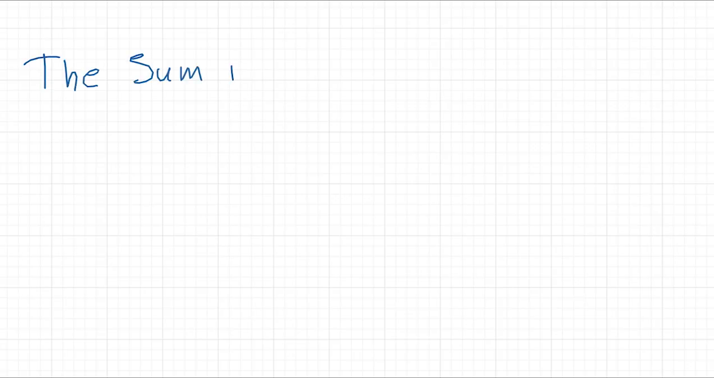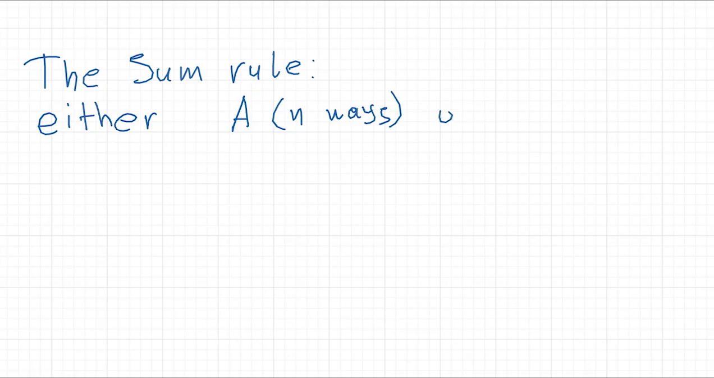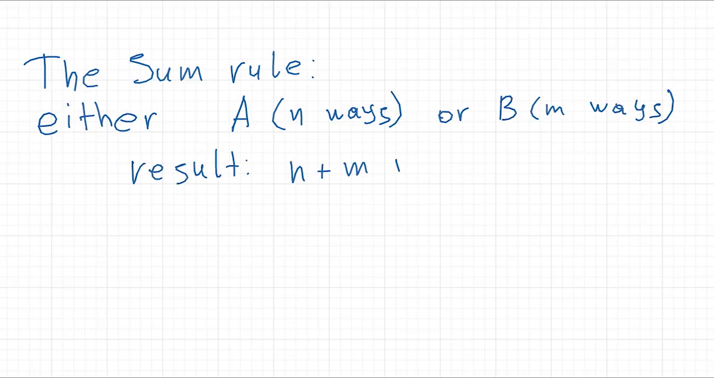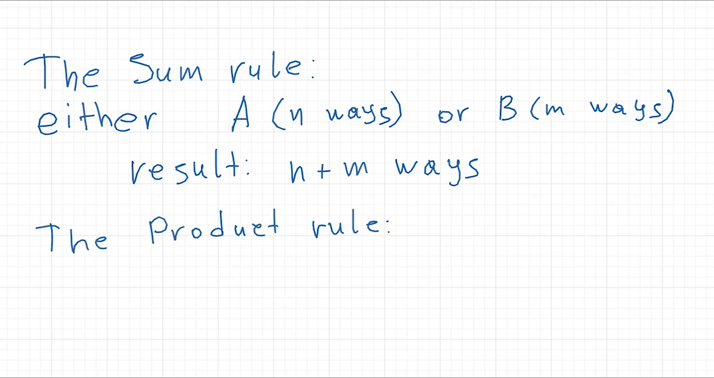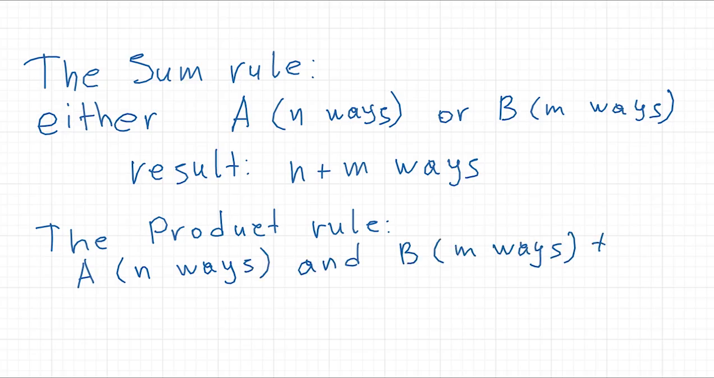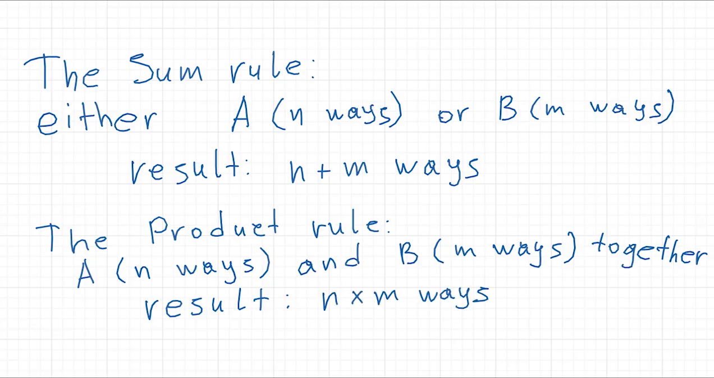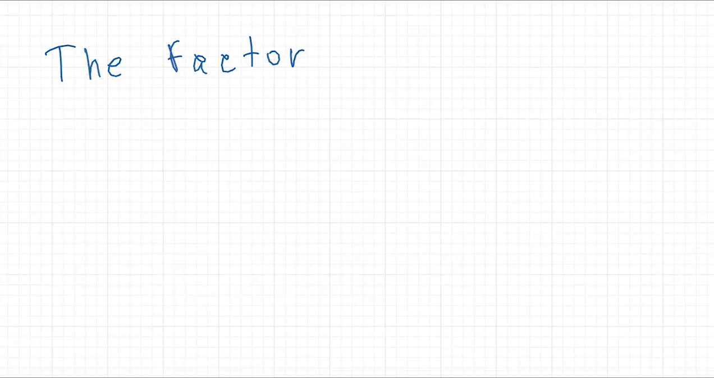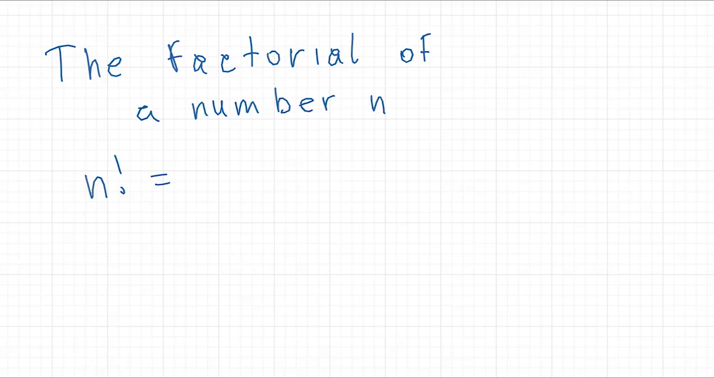We use the sum rule when we choose either an object A in n ways, or an object B in m ways. We cannot choose A and B at the same time. They are mutually exclusive. The total number of choices is n plus m. We use the product rule when we choose A and B simultaneously. The total number of ways is n times m. And the factorial of a natural number n is the product of all integers from 1 to n. It's written as n and an exclamation mark.